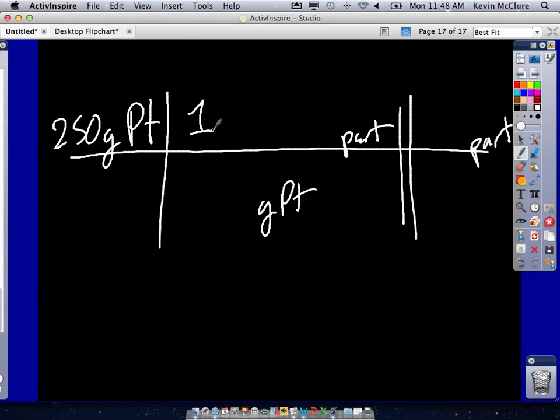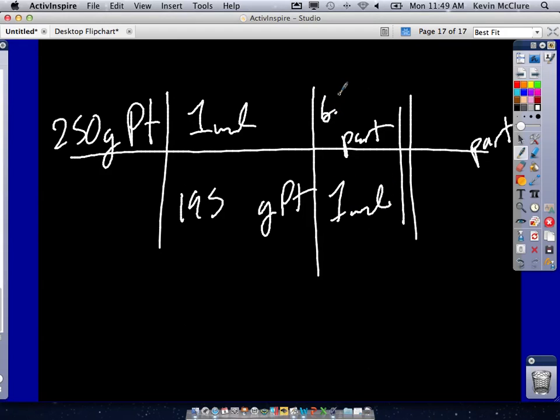Here, because I know that a mole is how many grams of platinum? I don't know. 195? Okay, we're just going to go with that. And then I know that 1 mole is how many particles? 6.02 times 10 to the 23rd.